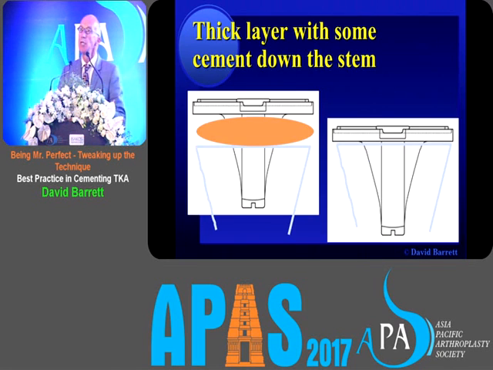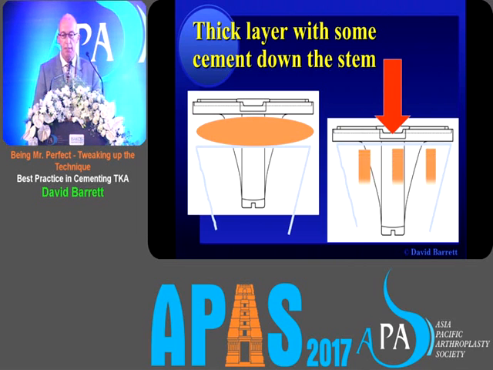So when I talk about a thick layer, I don't want you to leave a thick cement mantle. I'm talking about the amount of cement you have when you start the implantation. So if we have a load of cement here, underneath the tibia as we're putting it in, as we drive the tibia down, that will mean lots of cement penetration into the tibia. If we put cement in the stem as well, that means we'll get cement penetration into the bone itself.